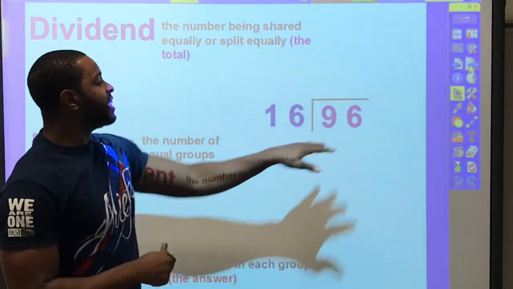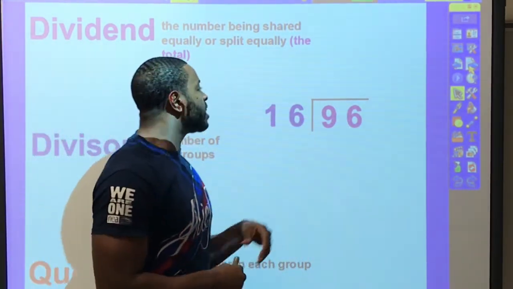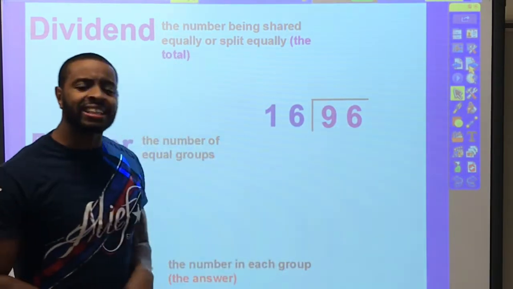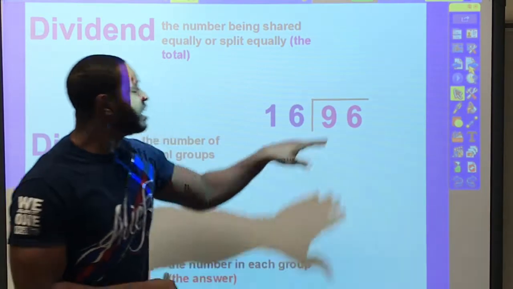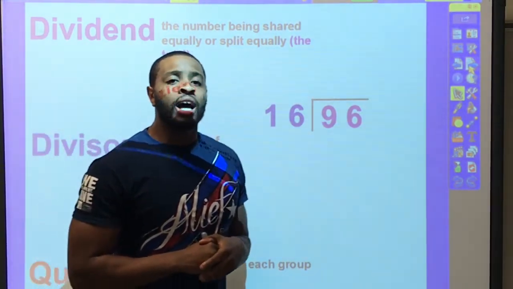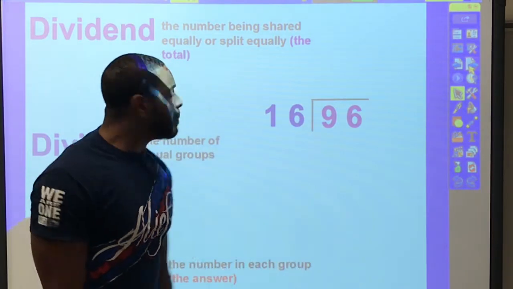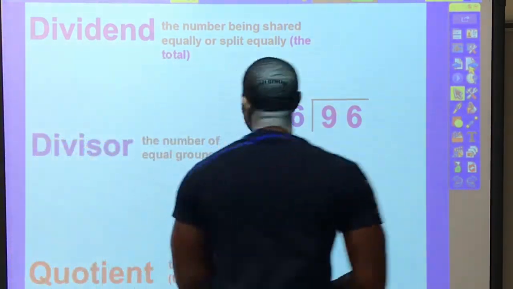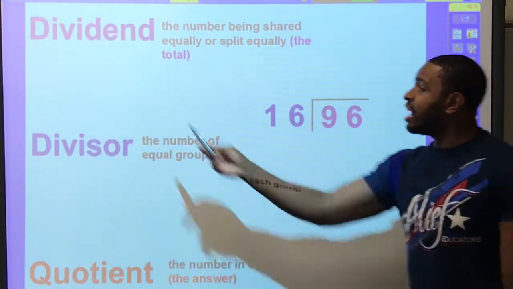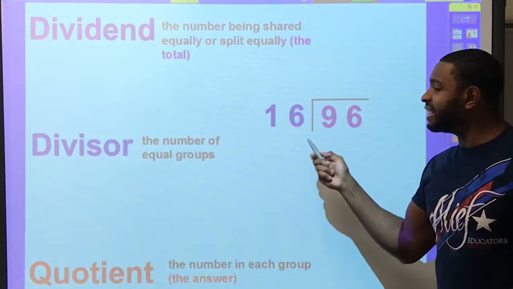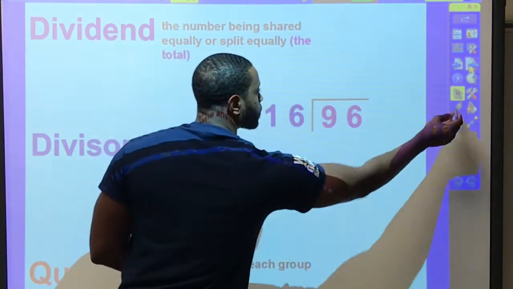First up, we have 96 divided by 16. So that means we got to take our dividend, 96, and split it into 16 groups. We have to take that 96 and split it equally amongst 16 groups, which will be our divisor. So 96 is our dividend, 16 is our divisor. So let's jump right into this, okay?